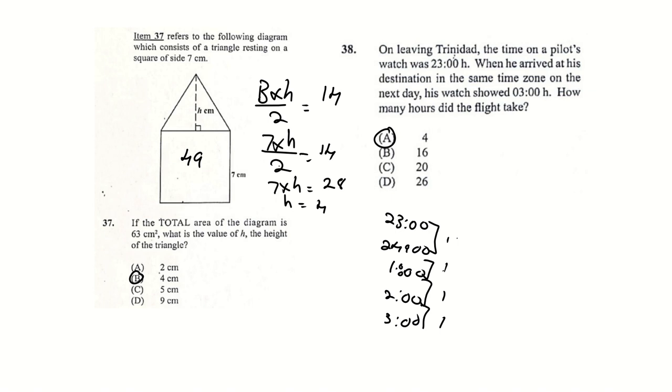That is the end of May, June 2021. Now we're going to be doing January 2020, Paper 1, Section 4, which is Measurement, numbers 31 to 38.